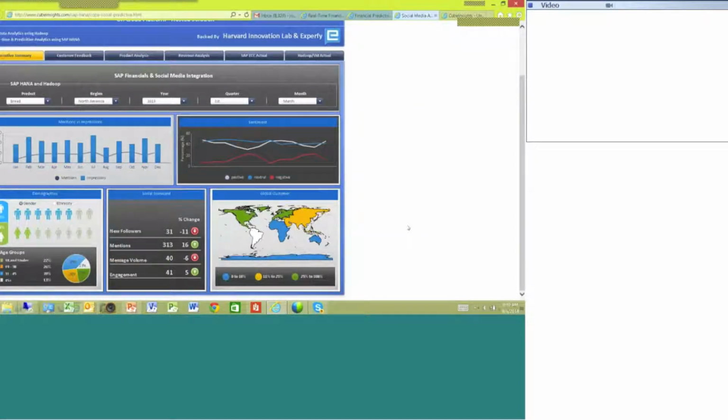This is my product. In the region North America, I wanted to know how many people are coming to Twitter, what the volume is, what the impressions are. Out of those people, how many are male, how many are female, what the social scorecard is, where they are spread across, and what they're talking about: positive, negative, neutral. I can look at a different product, a different region, or a different period.